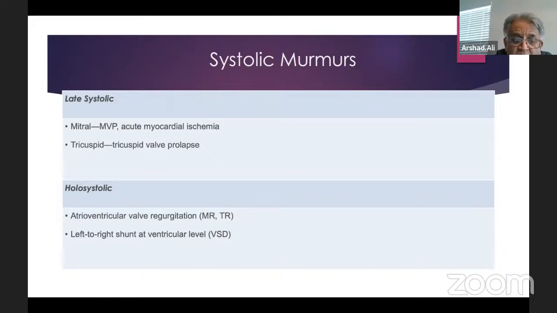Holosystolic murmur is a murmur that starts just after the onset of S1 and goes all the way to the second heart sound. It's heard in MR and TR when they are chronic and established. And a left to right shunt of a ventricular septal defect can also generate a holosystolic murmur.